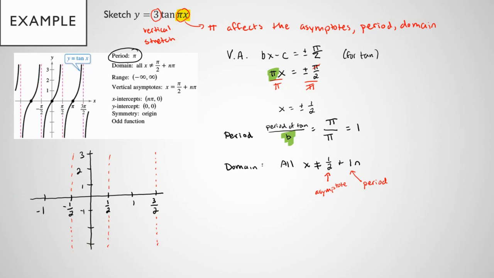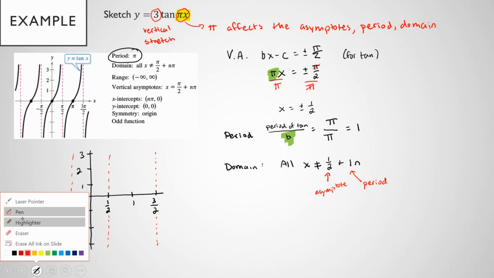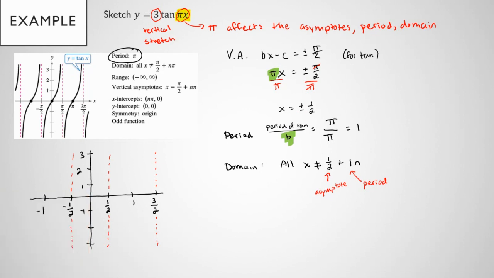So I've labeled my asymptotes. Now, because we did not shift left or right, we didn't have anything added to x, so we don't have anything moving left or right. The center for all of these is going to stay the same as it does in the picture, basically. So it's basically going to be half, in the middle between the two asymptotes.